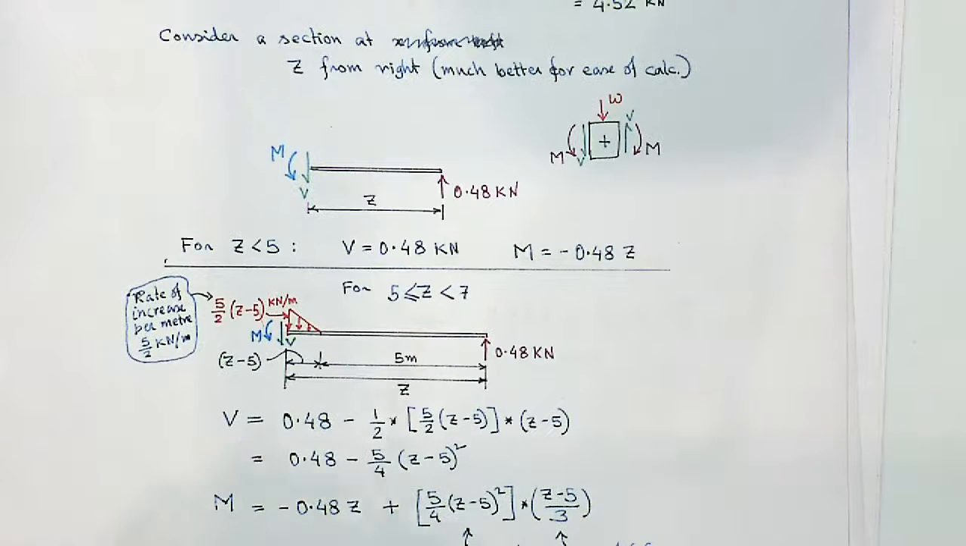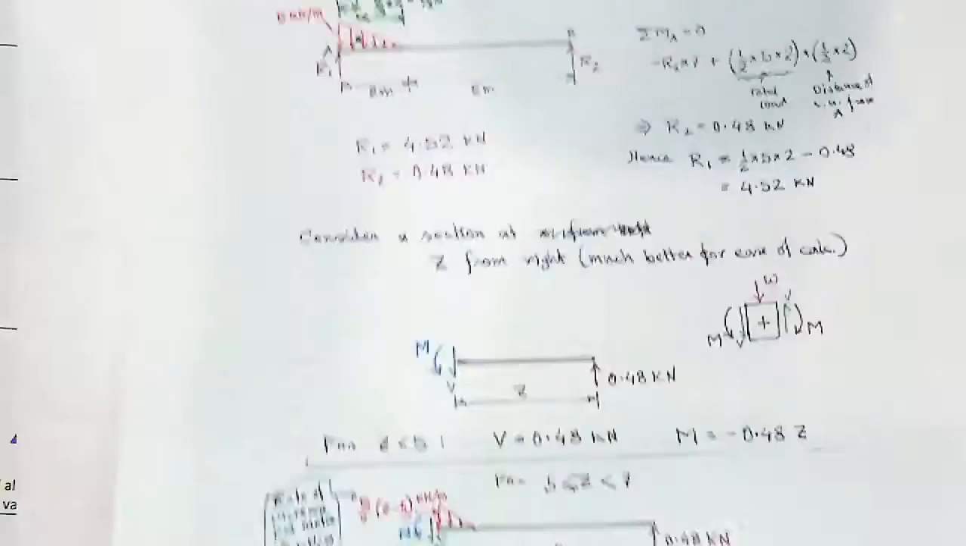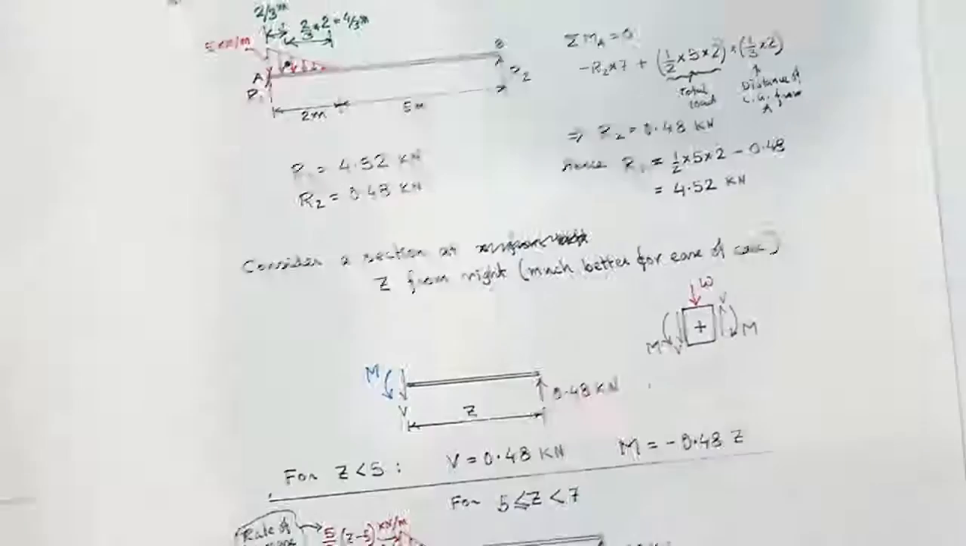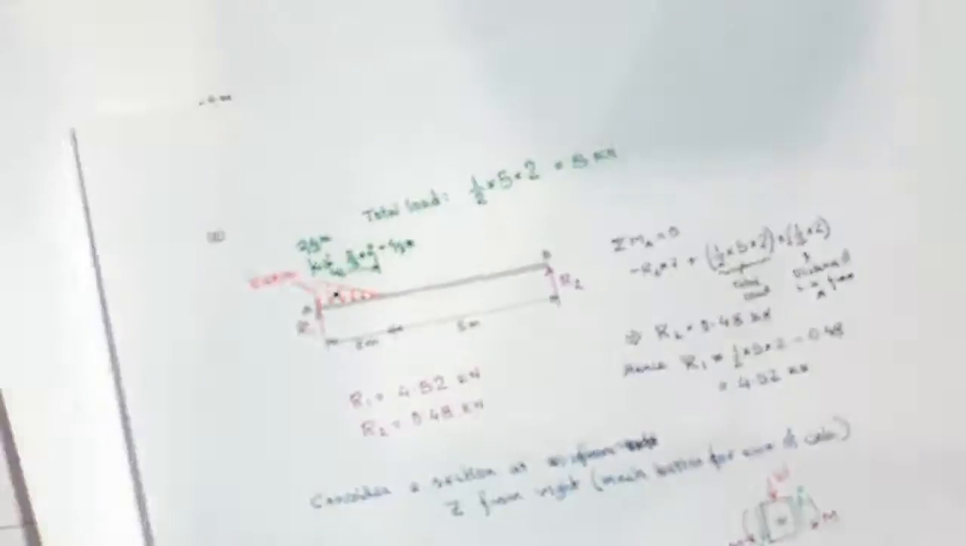Which bit are you not sure about? Just the Z minus 5. Is that okay now? Yeah? That's fine. Any other questions on this? Yeah?